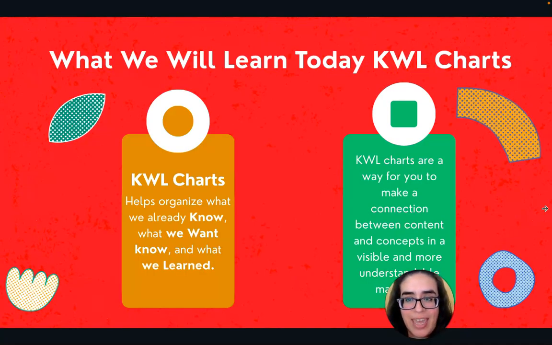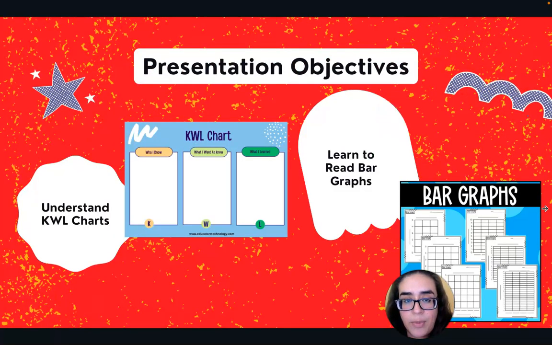What we will learn today, KWL charts. KWL charts help organize what we already know, what we want to know, and what we have learned. KWL charts are a way for you to make a connection between content and concepts in a more visible and more understandable manner. Our presentation objectives is to show you what a KWL chart looks like and how it works, show you bar graphs, how they look, and how to read bar graphs.